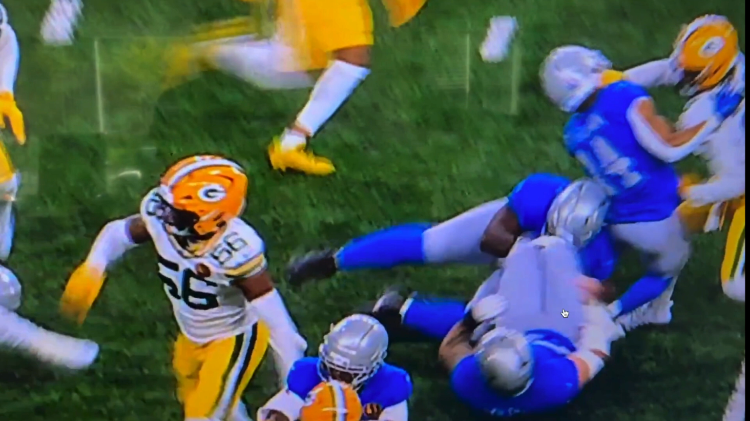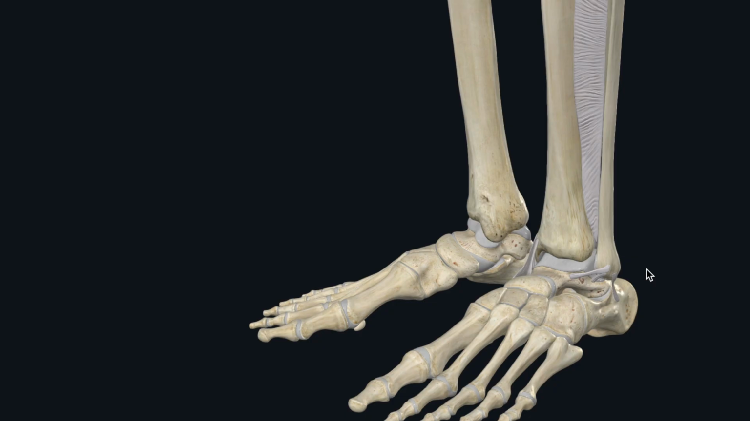Head coach Dan Campbell did say it was not going to be a long-term issue, so that makes us think that it's probably not going to be any fractures. However, our mindset might go to more of a sprain in the ankle, so we're going to go over some of the options of what could be going on with Amon-Ra St. Brown. Here's our anatomical model, and this is where we're going to go over some of the structures that might have been involved with Amon-Ra St. Brown's injury.